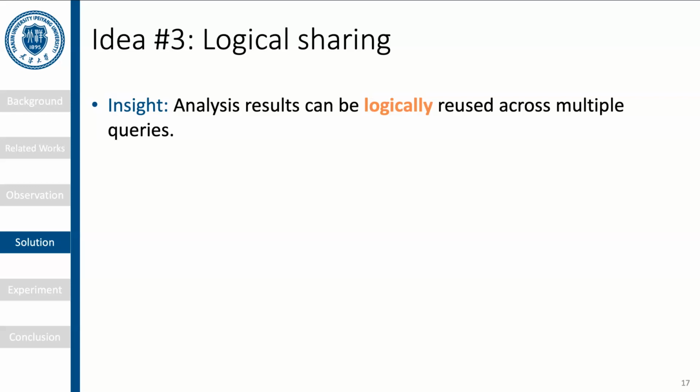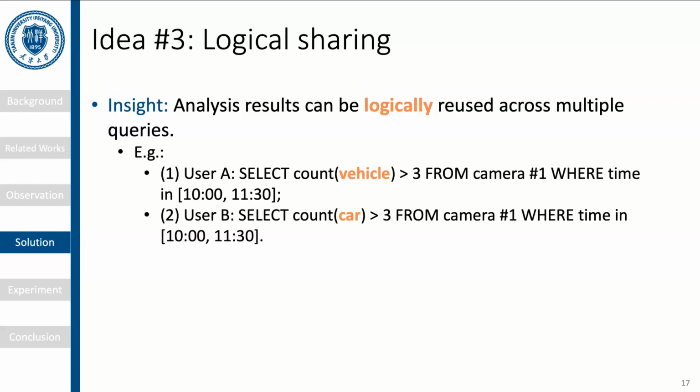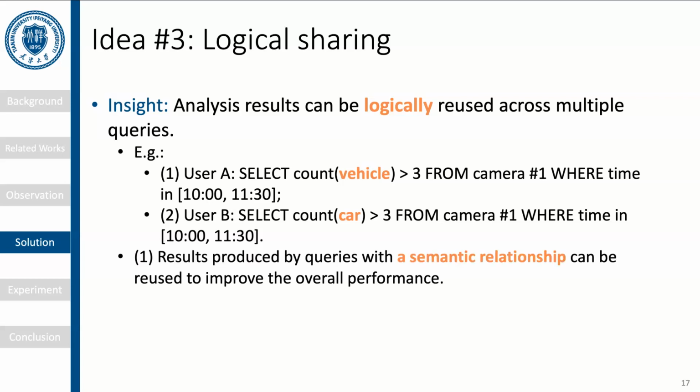The first one is that we can reuse results across multiple queries if the query targets have a semantic relationship. The idea is inspired by the design of the ILO 9000 model. In this example, user A's query target is vehicle, a hypernym of user B's query target car. Thus, we can use the output of user A's query as a filter in the processing of user B's query.